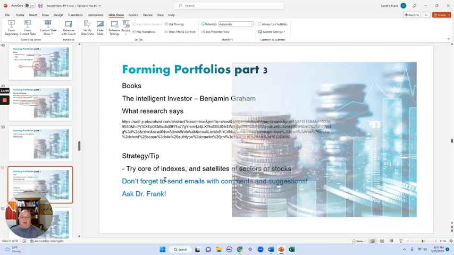Anyway, so what is my strategy or tip? Try a core, whether it's a barbell or a core-satellite strategy, of indexes. The S&P, the NASDAQ, there's actually over 200 different indexes out there, but wrap your money around being part of the market and making it cheap. And then the satellites are where you take your bets on the sectors or the stocks that you think will do particularly well. That would be my strategy for forming portfolios based on the different strategies here.